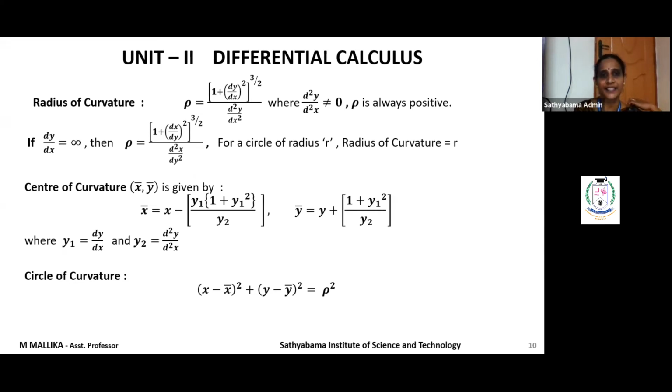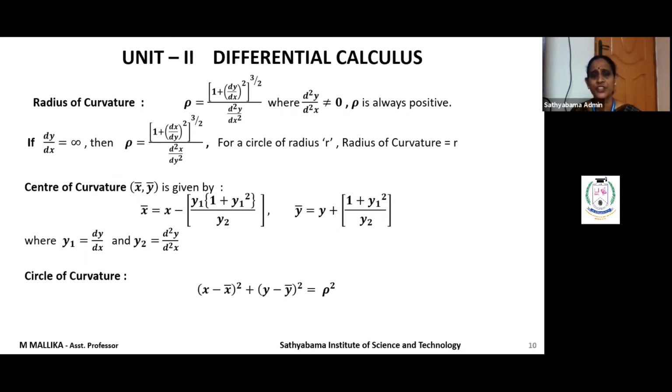And in this case, while calculating radius of curvature, you might get into a situation where your dy by dx becomes infinity for a specific value of x and for a specific value of y. In that case alone, your radius of curvature takes a modified form, which is 1 plus, instead of dy by dx, you will write dx by dy, square, the whole power 3 by 2, and instead of d square y by dx square, you will write d square x by dy square. So just remember this formula.